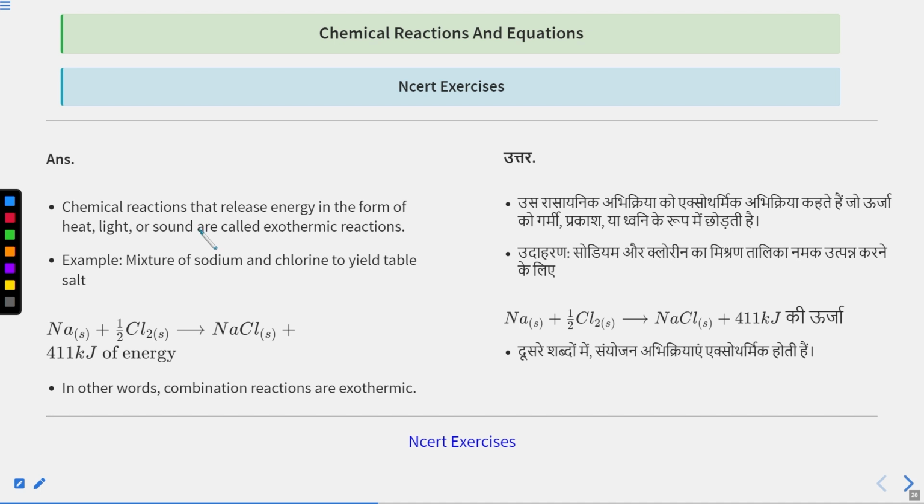Chemical reactions that release energy in the form of heat, light, or sound are called exothermic reactions. Example: the mixture of sodium and chlorine to yield stable salt. You can say Na plus half Cl2 gives NaCl plus 411 kilojoules of energy. Right? Na solid plus half Cl2 gives NaCl plus 411 kilojoules of energy. So this reaction is an exothermic reaction.